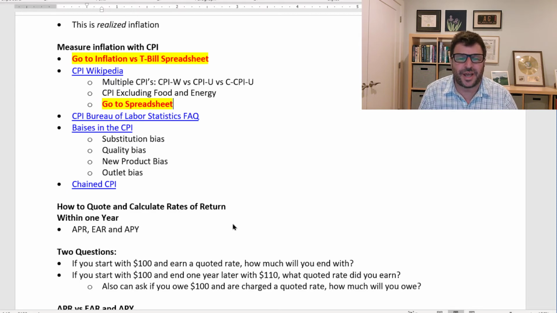The first thing we'll look at is this idea of CPI for workers, CPI urban, and chained CPI for urban. There's also CPI excluding food and energy. And let's just take a quick look at those two data series just to see something interesting of why we might exclude food and energy.